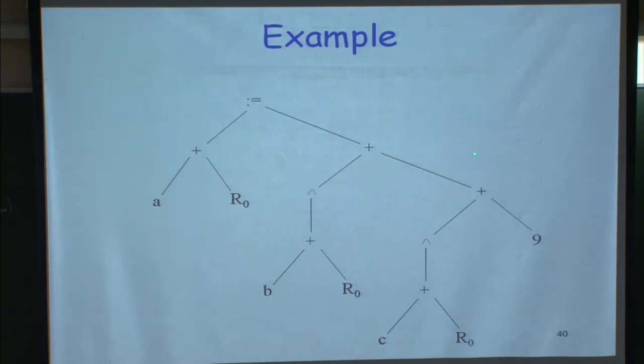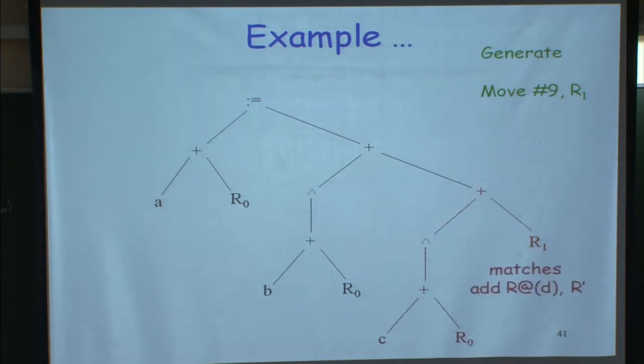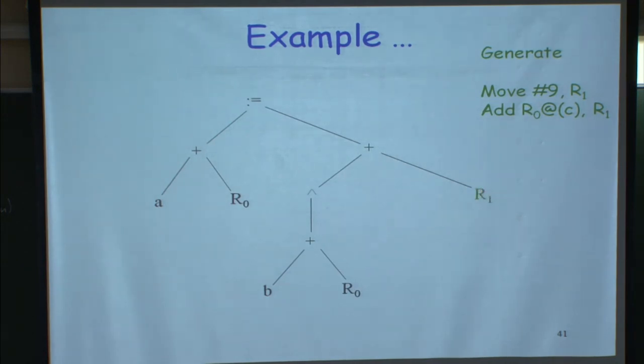So suppose now I start matching my template from the right hand side and I say that this matches a template which says move a constant to register, and then I generate this instruction which says move 9 to a register. The next pattern could be something like this, where I match this whole thing, and this is saying that now add this value into register R prime, and R prime is in this case R1, and then I can generate an instruction which says add R0 indirect C to R1, that gives me C+9, and then I can replace the whole thing by R1.